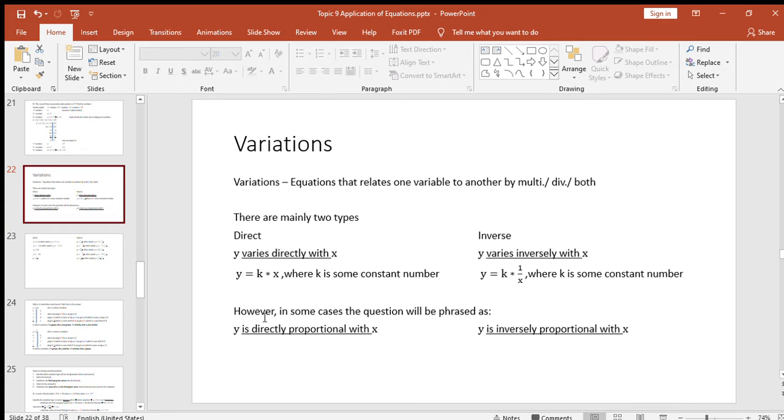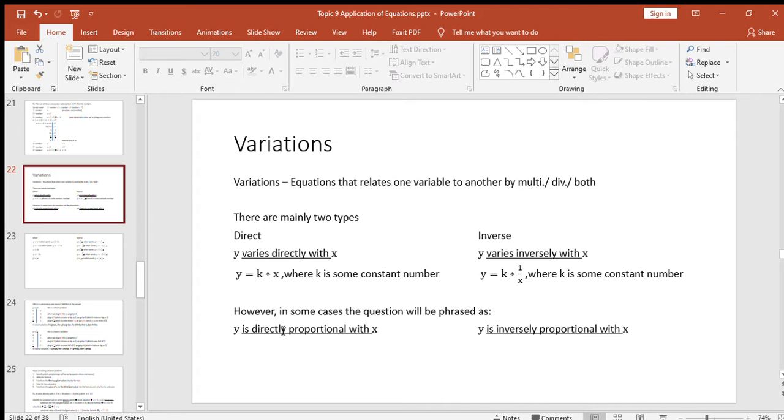In some questions, instead of saying y varies directly with x, it's going to say y is directly proportional to x. And in some inverse problems, instead of saying y varies inversely with x, it will say y is inversely proportional to x. So they switch around sometimes. They will probably use this in your test, so take note of this.